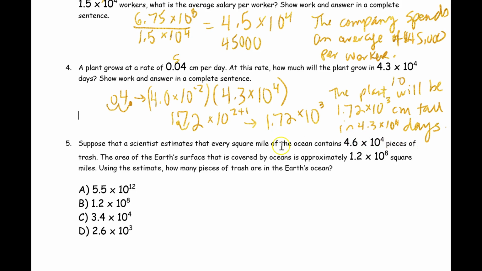All right, suppose that a scientist estimates that every square mile of the ocean contains 4.6 times 10 to the 4th pieces of trash. The area of the Earth's surface that is covered by the oceans is approximately 1.2 times 10 to the 8th square miles. Using the estimate, how many pieces of trash are in the Earth's ocean?